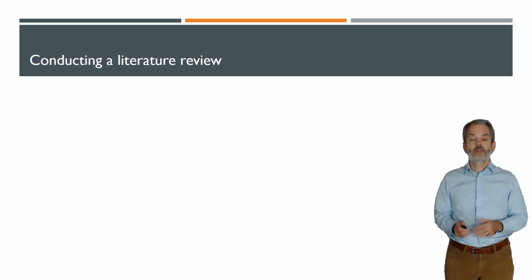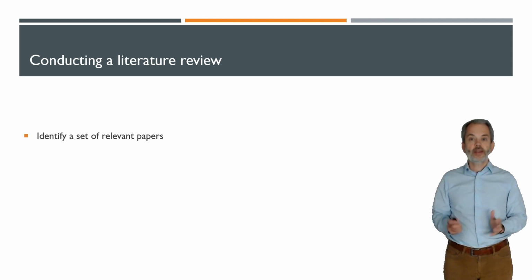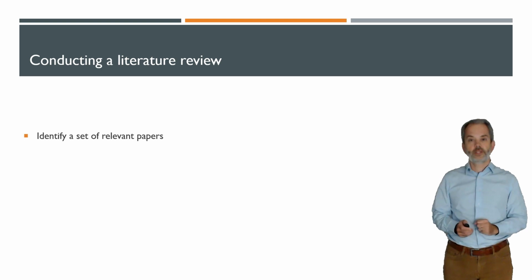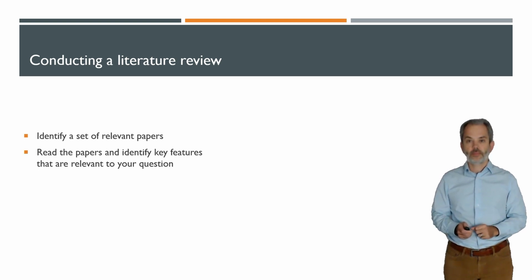Conducting a literature review involves three main steps. First, you need to identify a set of relevant papers. There are lots of ways of doing this, and a natural starting point is to look in Google Scholar and look at the first few pages of results and see what comes up. I'm going to talk about another way in just a few slides as well.